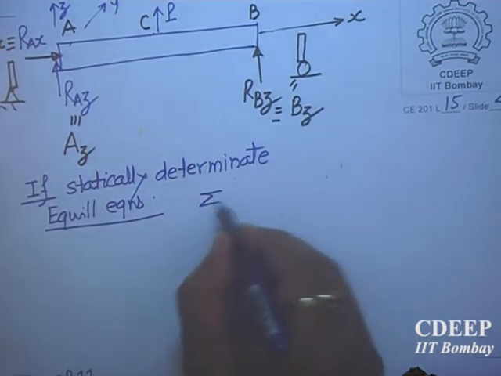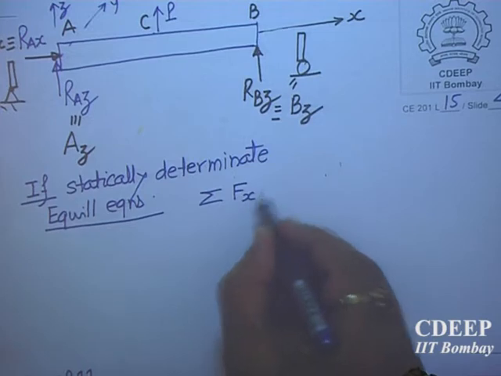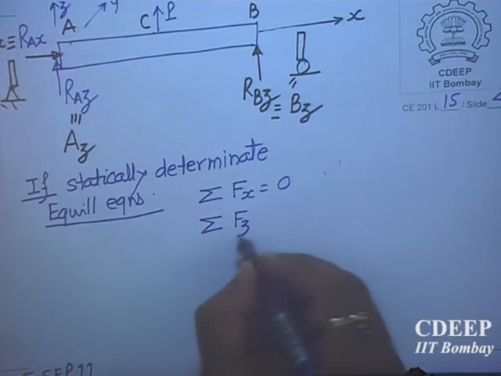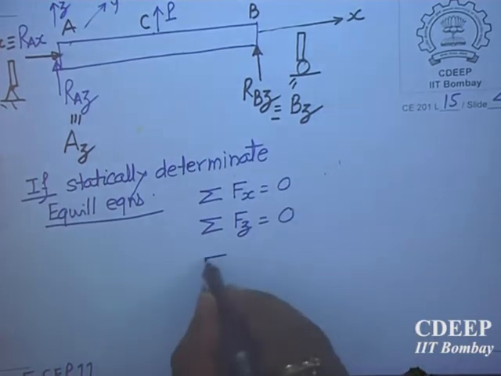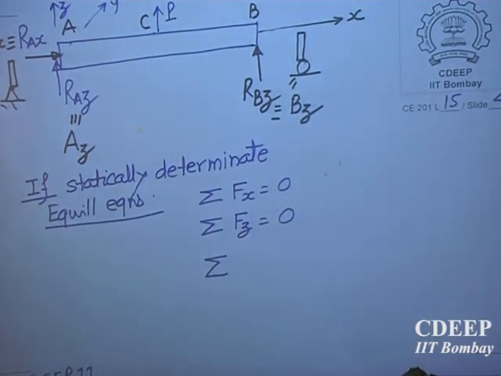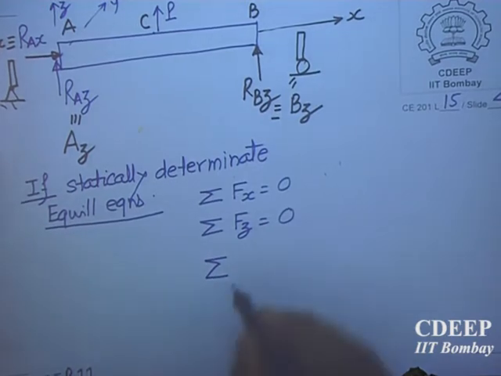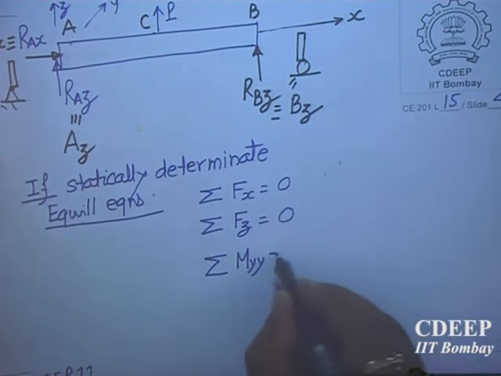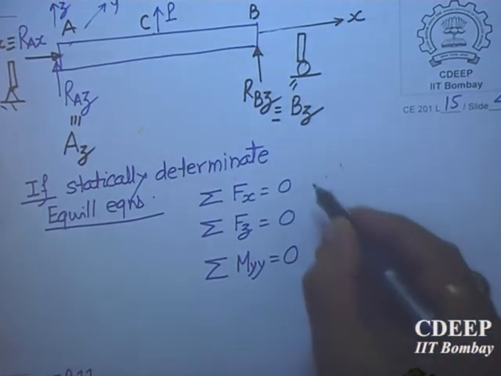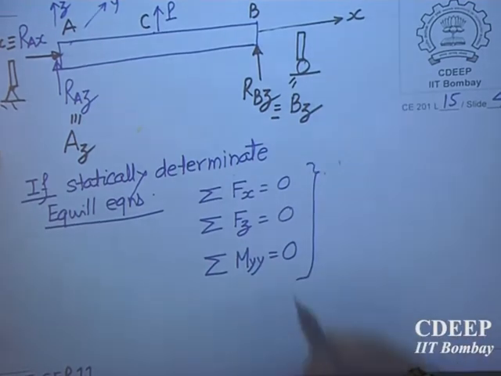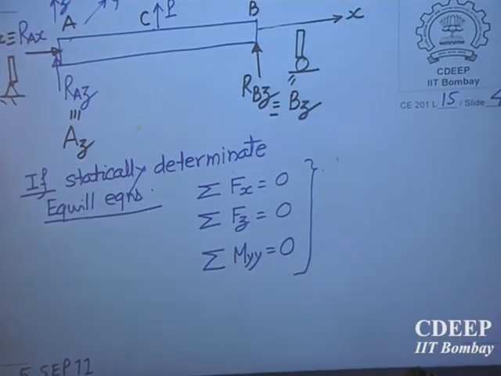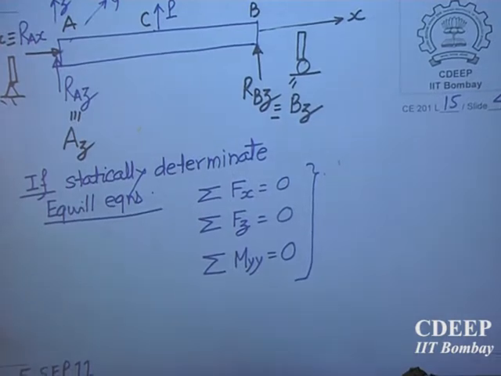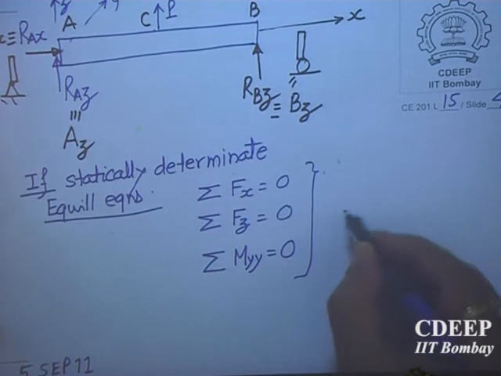So sigma of all forces in X direction must be 0. Sigma of all forces in Z direction must be 0. And the third one is sigma of moment about the YY axis, you write YY or MY. This must be 0. These are the three equations. So since there are three equations, you can have only three unknowns. You can solve only three unknowns. So these are the equations of equilibrium, three.